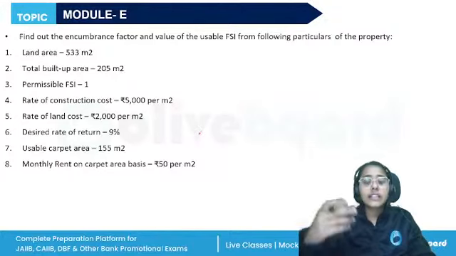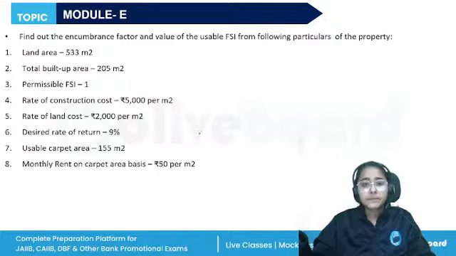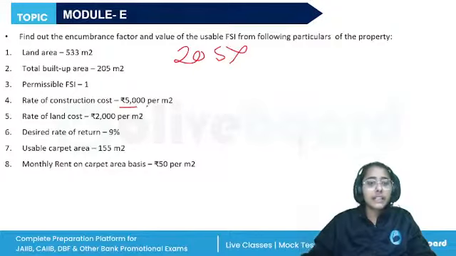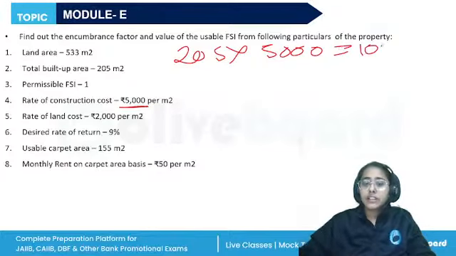So how do we calculate the cost of construction? We multiply the rate of construction cost with the total built up area. So the cost of construction will be 205 multiplied by the rate of construction 5,000. So simply we can calculate it, right? It will be 10,25,000. First thing, all right.